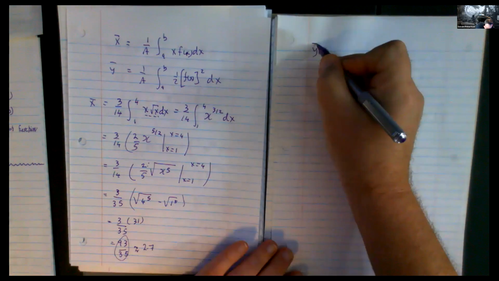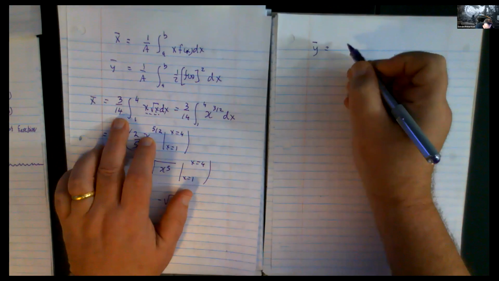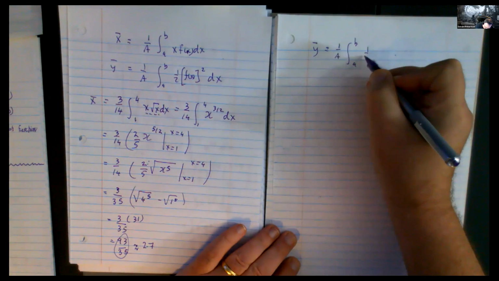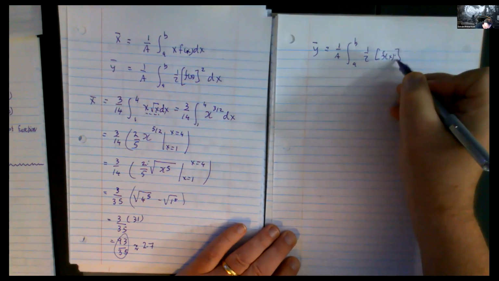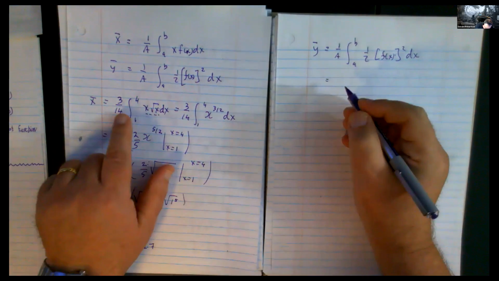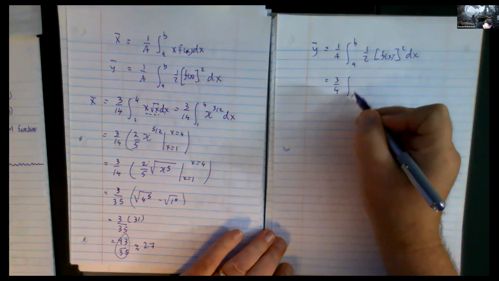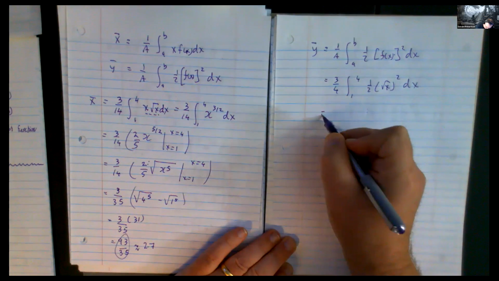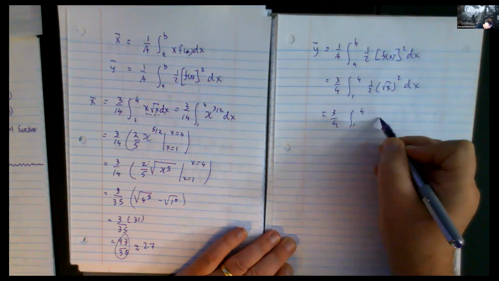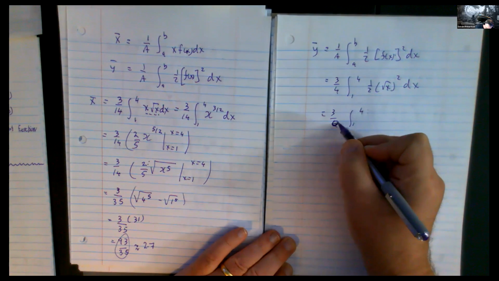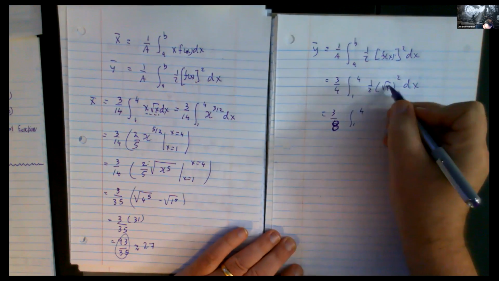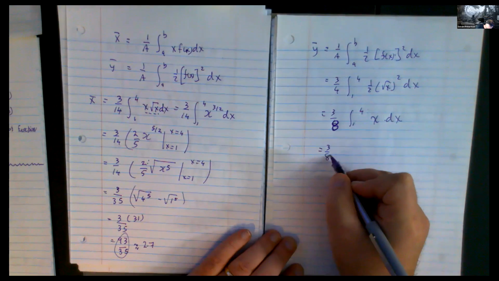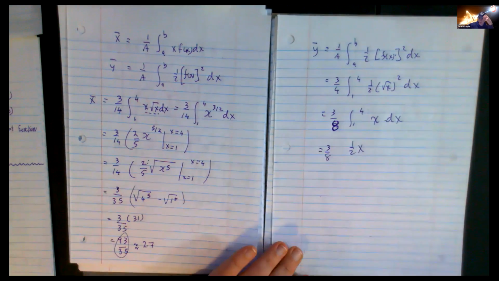To get the y coordinate of the centre of mass, it's 1 over A, the integral from a to b of a half f of x squared dx. And 1 over A gets you 3/14. And the square root of x is the function, and this one comes out quite nicely. Oh, that 2 can come all over here and become 8. So the square root of x squared gets me x. And so 1/2, A is 3/14, right?